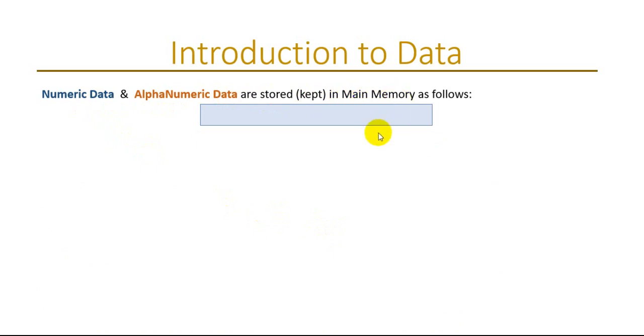Remember, this is not physical storage we are talking about; we are talking about how this is going to be viewed from a programming point of view. Alphanumeric or numeric data in the main memory will be kept either as constants or variables. Those are the two types. Constants mean data that cannot change. I will show you examples in a little while.